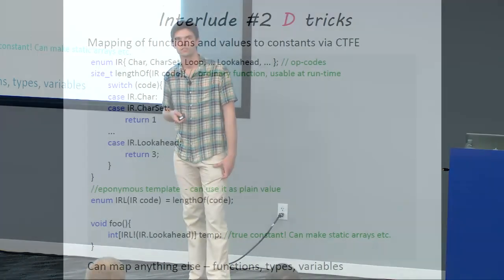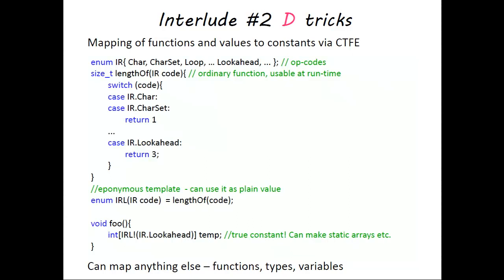And for instance, here is a simple function. It calculates the number of parameters that the current opcode has. So for instance, a character has one value that basically says which character it is. Character sets have exactly one parameter, and some more complex instructions, like lookahead and whatever, may have more parameters. So this is a simple runtime function. And what I want to do with it is execute it at compile time and bind the result statically to the opcodes.